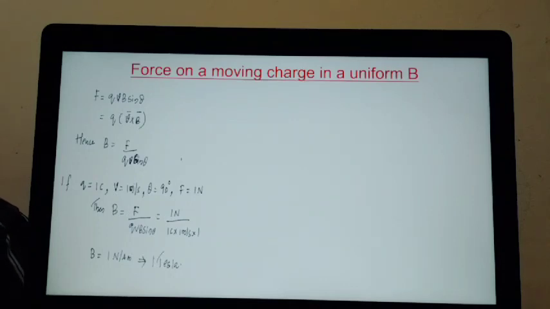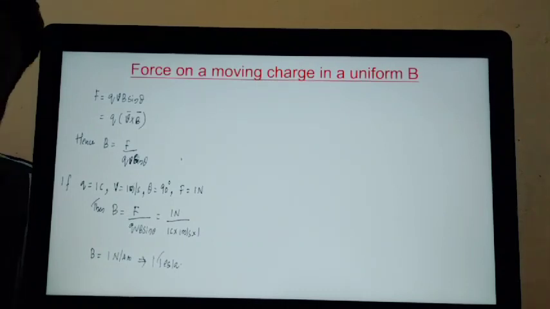Anyhow, you keep in your mind, when a charge is moving through a magnetic field, it will experience a force, and that force is given by Q into V cross B. So we have seen the magnetic force acting on a moving charge is F is equal to Q into V cross B. From that equation, it is clear that force is perpendicular to velocity.